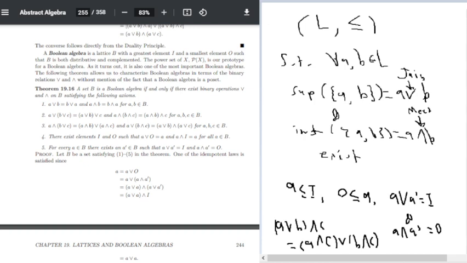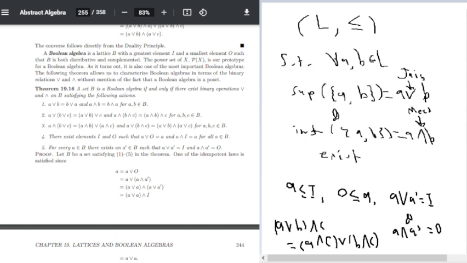Alright, the power set of X, P(X), is our prototype for a Boolean algebra. As it turns out, it is also one of the most important Boolean algebras. The following theorem allows us to characterize Boolean algebras in terms of the binary operations join and meet without mention of the fact that a Boolean algebra is a poset.